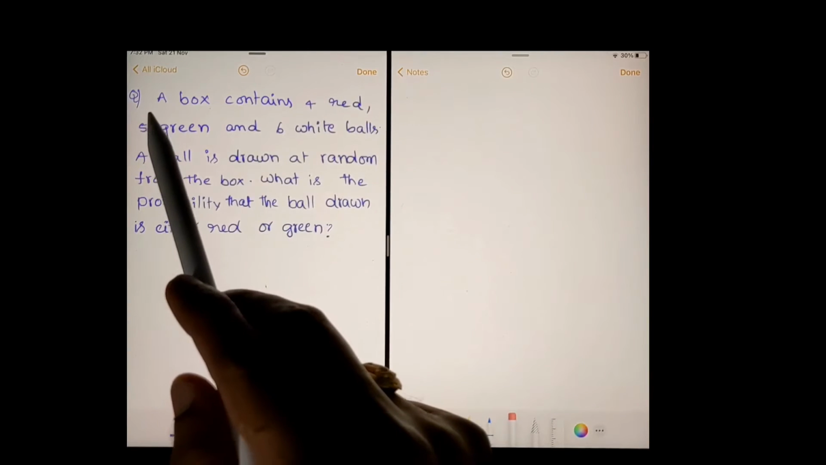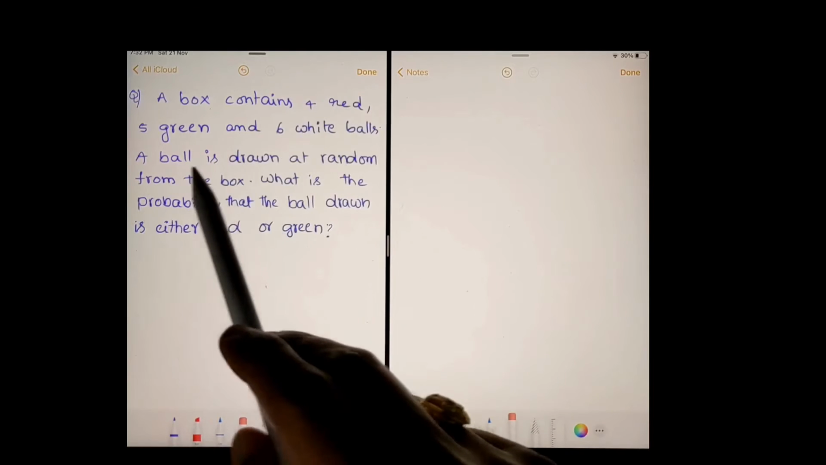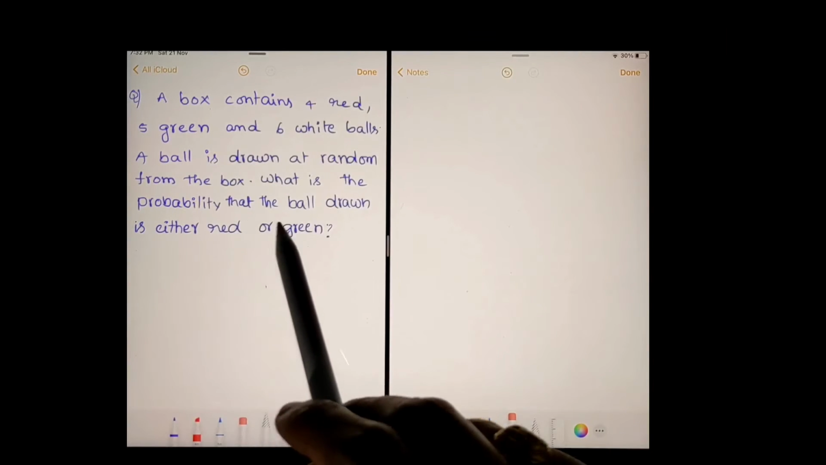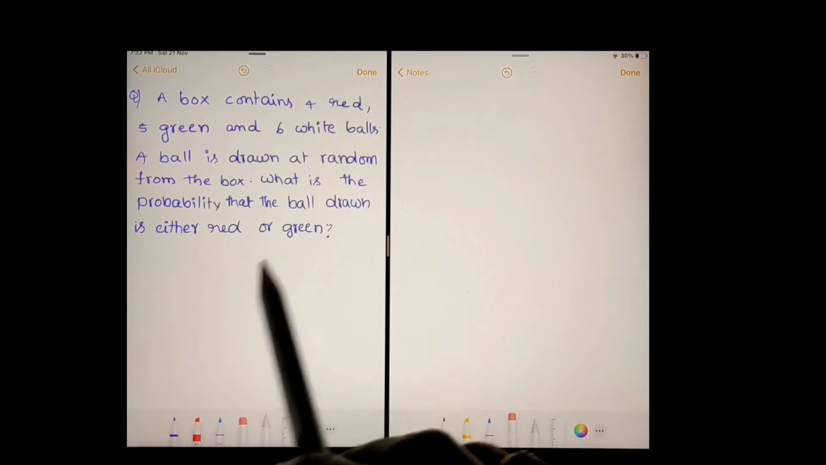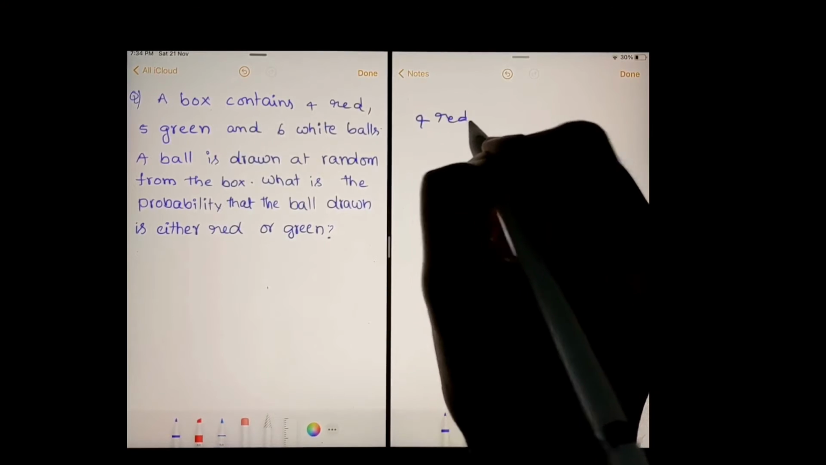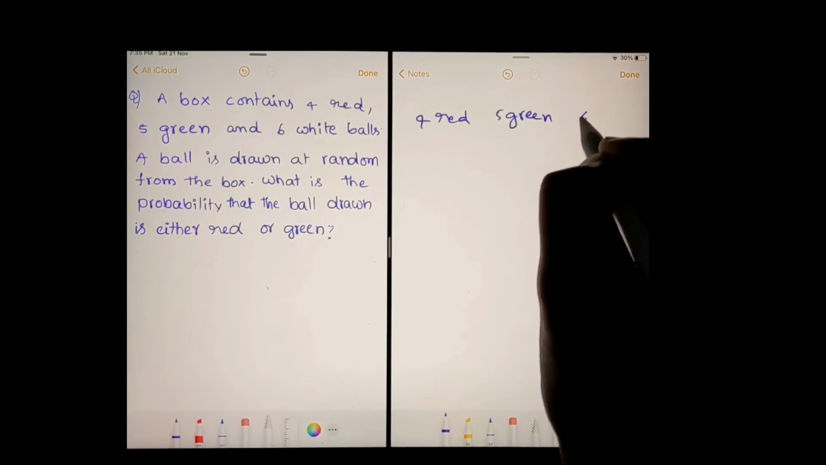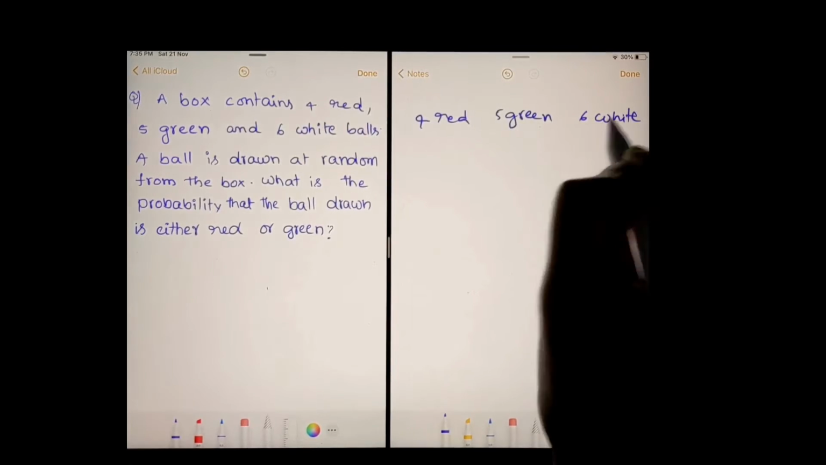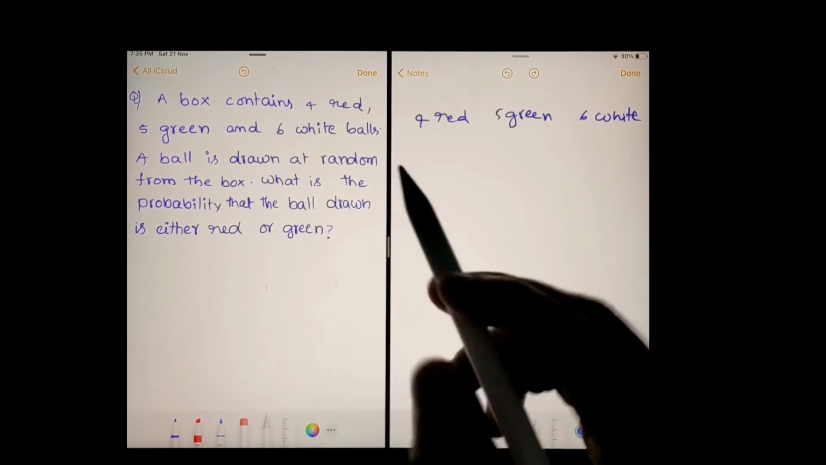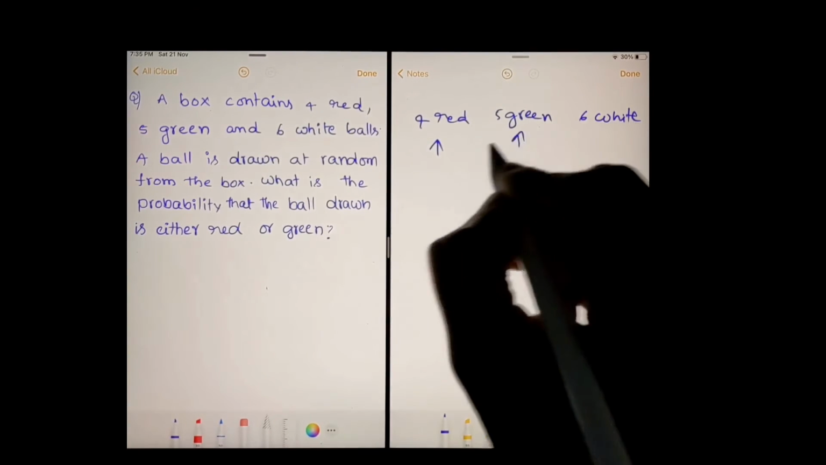Okay, next question. A box contains 4 red, 5 green and 6 white balls. A ball is drawn at random from the box. What is the probability that the ball drawn is either red or green? We have 4 red balls, 5 green and 6 white balls. If we want the picked up ball to be either red or green, it should be picked up from 4 red balls or 5 green balls.